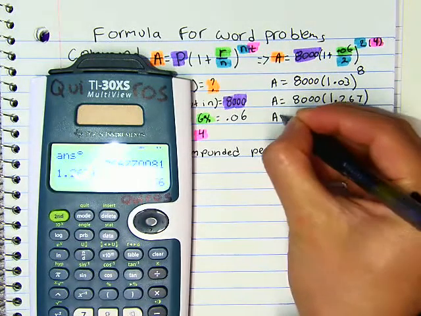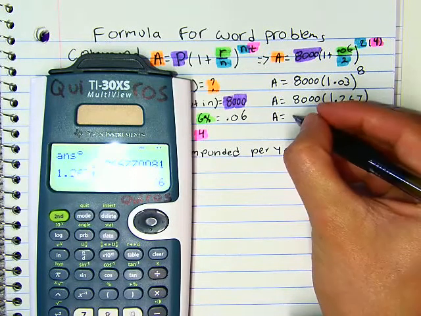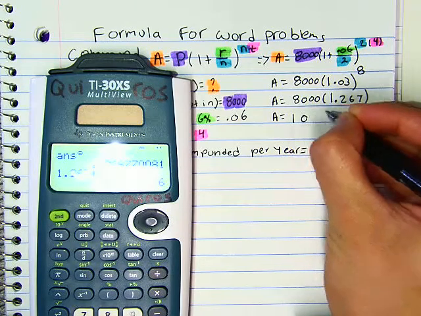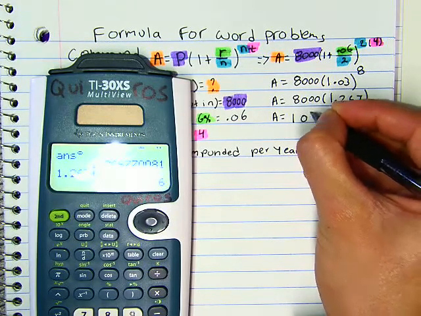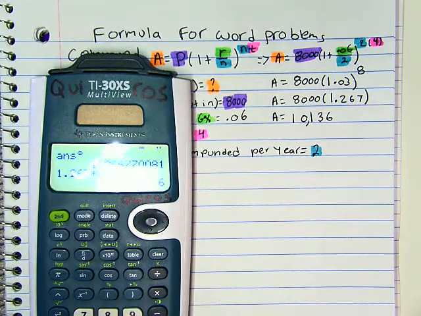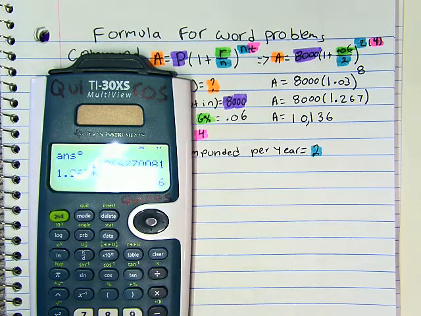So the amount after 4 years at a 6% interest rate compounded semi-annually is $10,136. So he made a profit of $2,136 in 4 years just from keeping his money in that bank account.